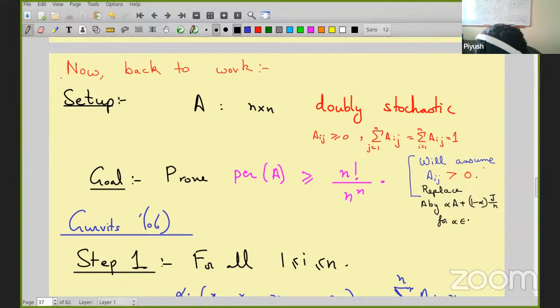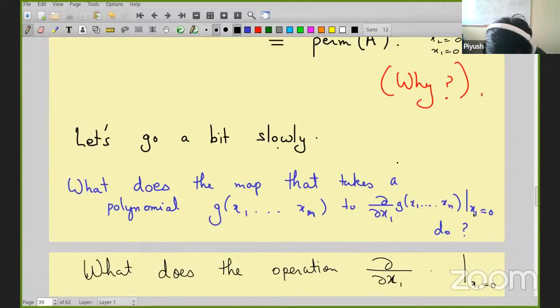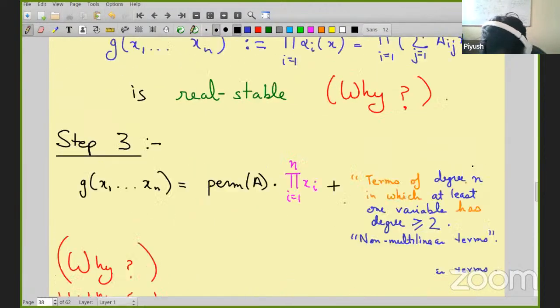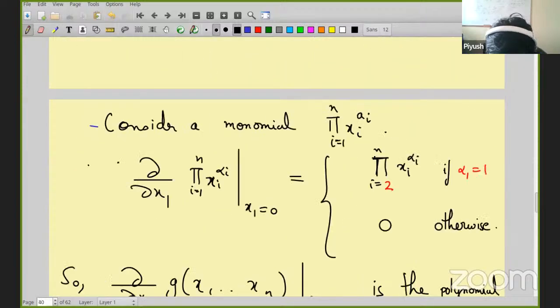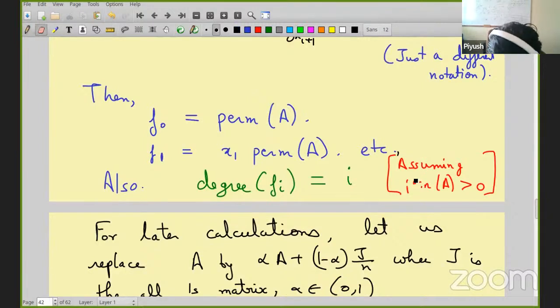For any such alpha in (0,1), for any such A, we now have all the entries Aij positive. It's still doubly stochastic and everything we did goes through. All of this is fine. There's another thing now that all the terms are positive. So this assumption makes it even easier. In fact, the degree of xi in fi is i.